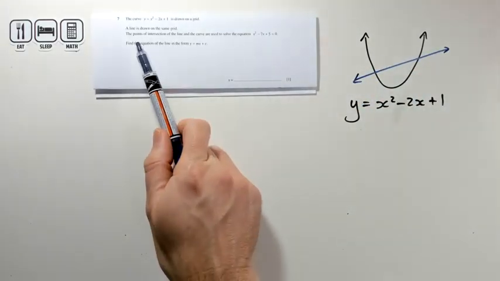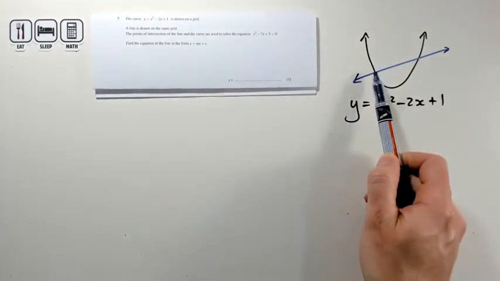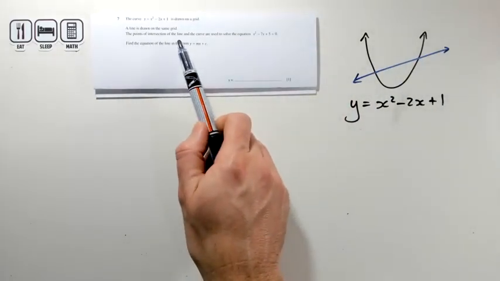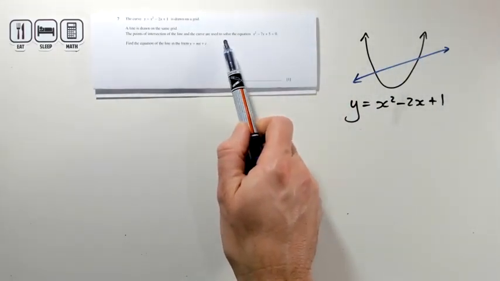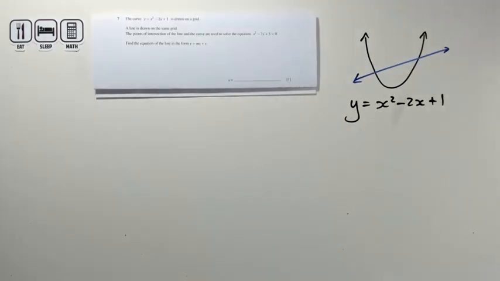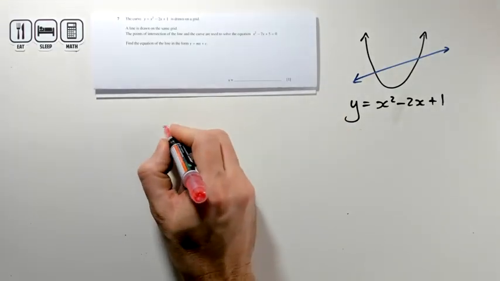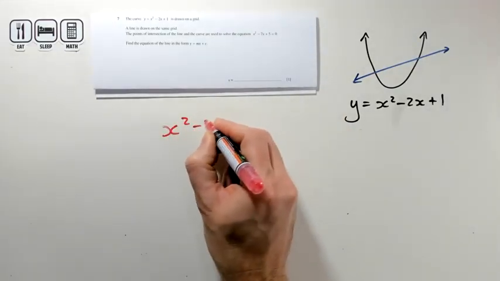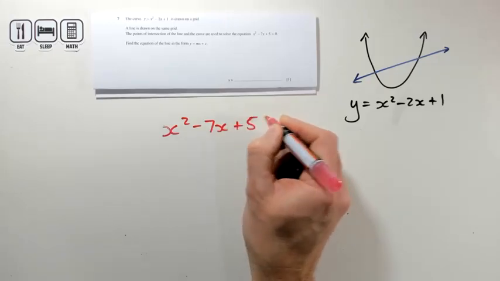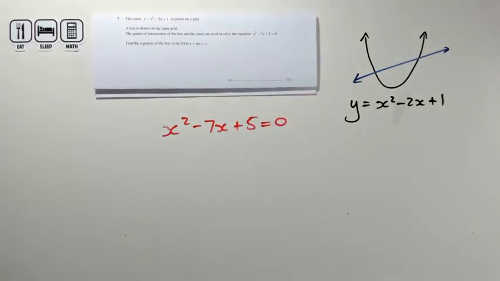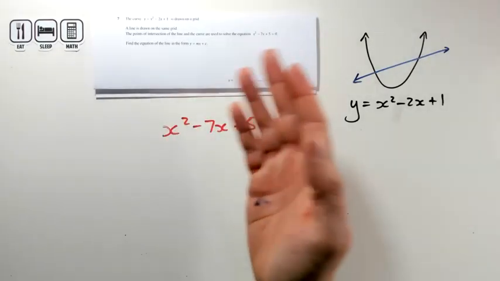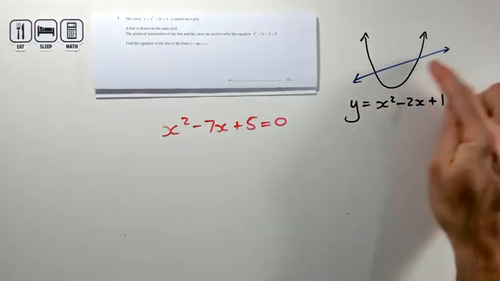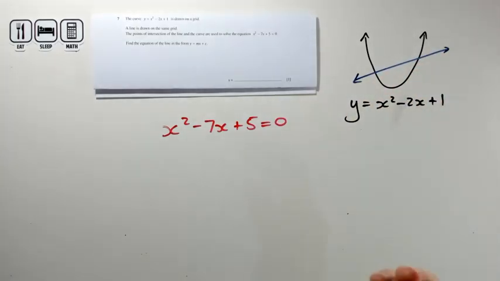And it says the points of intersection. So there are 2 points. The points of intersection of the line and the curve are used to solve this equation. And now they give me this equation: x squared minus 7x plus 5 is equal to 0. Then they say find the equation of this line in the form y is mx plus c. So it's not really that difficult. It's just asked in a weird way.